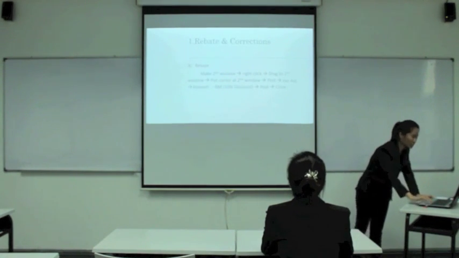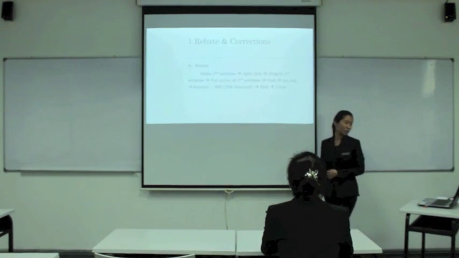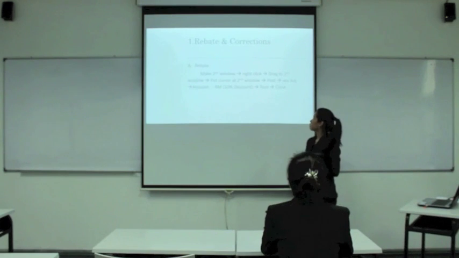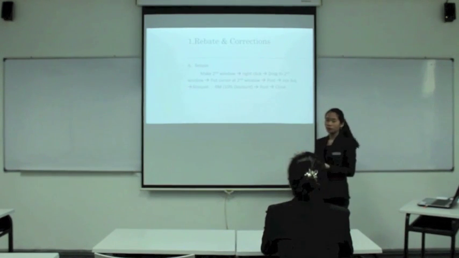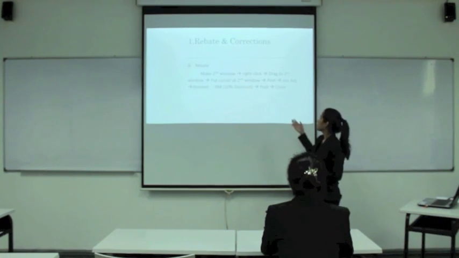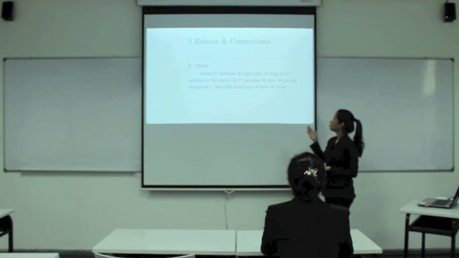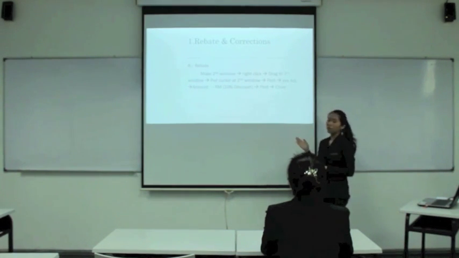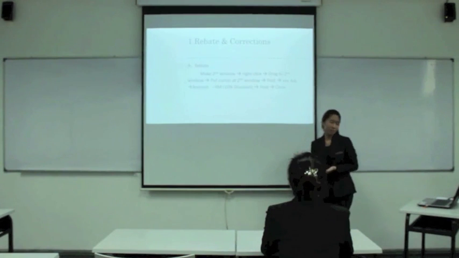Okay, first lesson is about rebate and correction. Rebate is you giving a discount on a particular amount of purchase by the guest. For example, you eat at the restaurant, and then I give you a 15% discount for your food because you spend more than 200 ringgit at our restaurant. So this is the way you make the discount for a guest purchase.